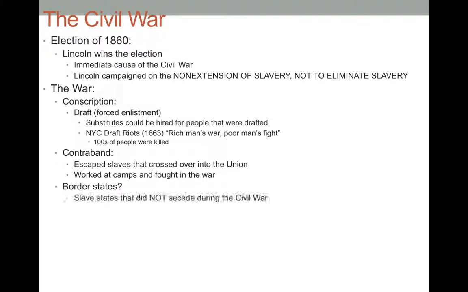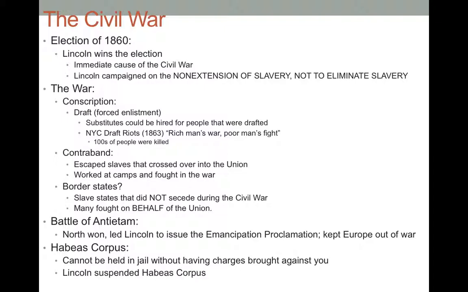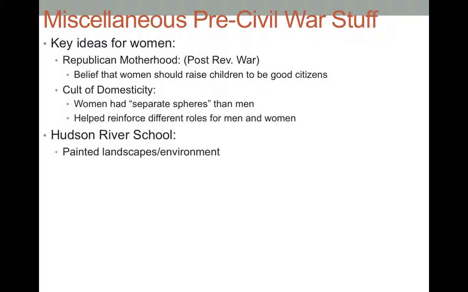So, Civil War, election of 1860, Lincoln wins. This really is that last step towards it. He did not want to eliminate slavery. He just didn't want to extend it. However, basically, this is the cause that the South needed for secession. Do remember that the war was very controversial. There was a draft. Rich people could hire substitutes. There were draft riots, all sorts of things like this. Remember, the border states basically are being bribed to stay in by keeping their slaves. And do remember your key turning point battles, like Antietam, Gettysburg, things like this.